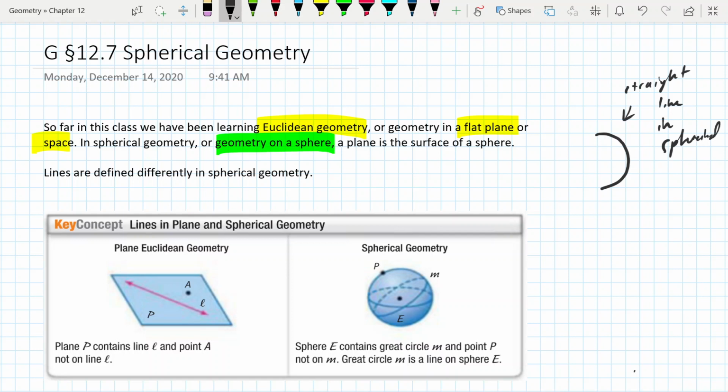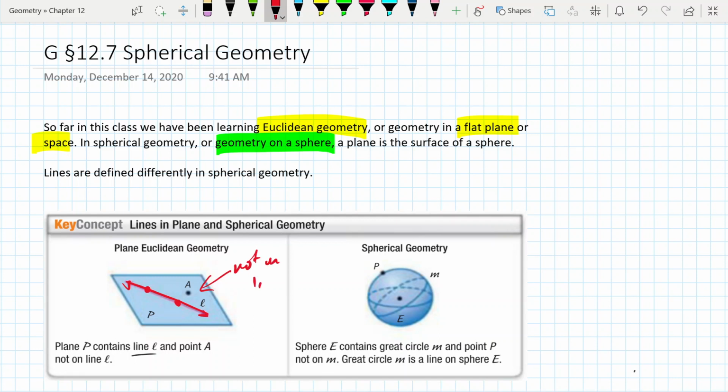But remember, you're working in geometry of a sphere right now. And just for this section, I'm going to stretch your brain a little bit in a different direction. Lines are defined differently. In Euclidean geometry, the plane P contains line L and a point A not on the line. So basically, the idea is, hey, there are points that make up lines. Awesome, you've got points that make up lines, and then there are points that are not on the line.